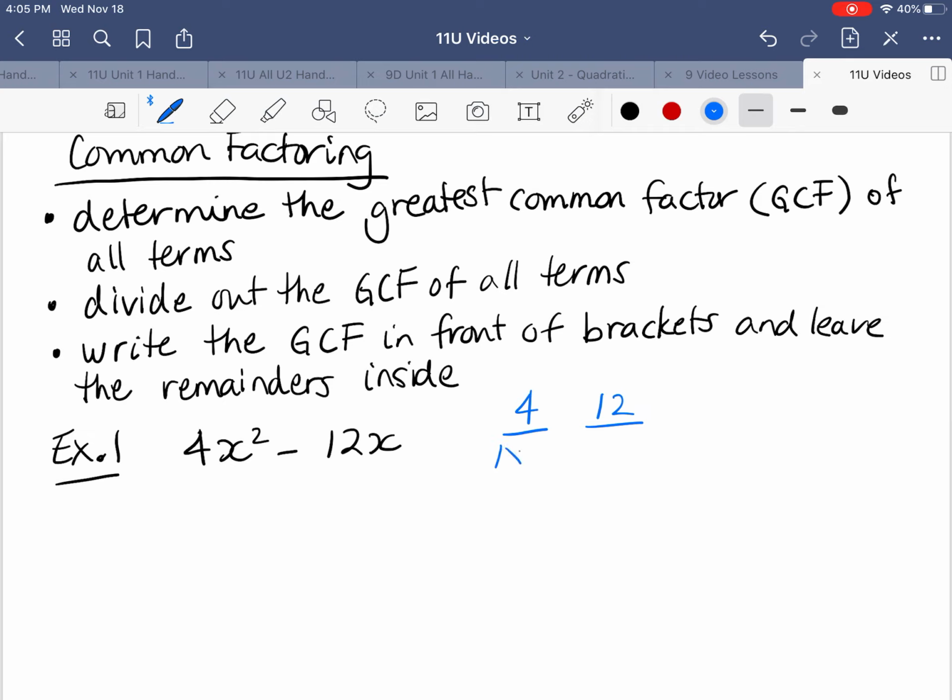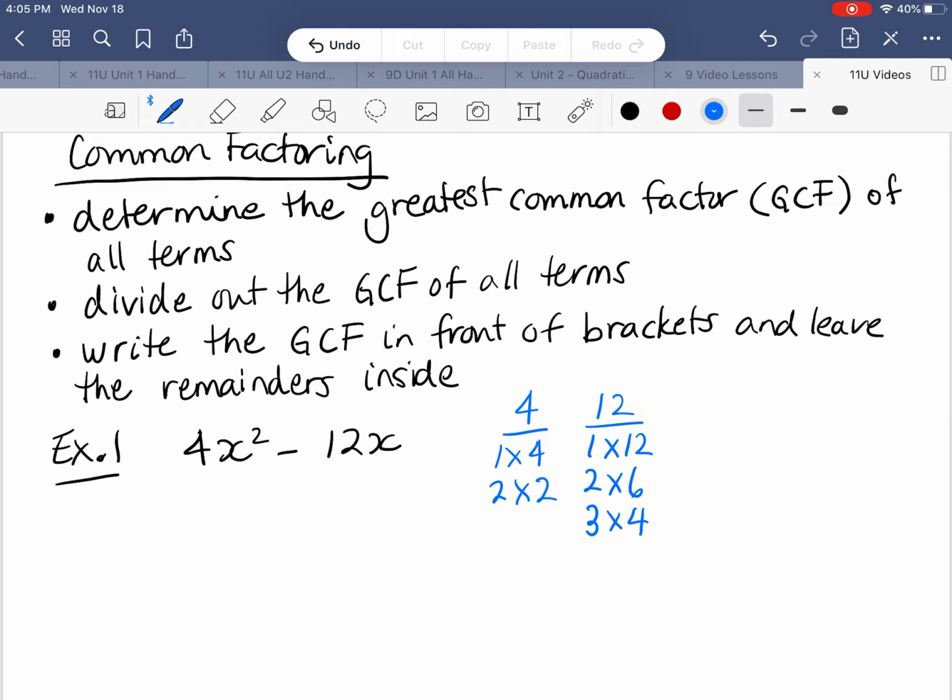What I like to do is make a list of all the pairs of numbers that multiply to give me that coefficient. So 1 times 4 gives us 4, and 2 times 2 gives us 4. Now for 12, I have 1 times 12 that gives me 12, 2 times 6 gives me 12, and 3 times 4 gives me 12. You can do this in your head, or you can use your calculator for this.